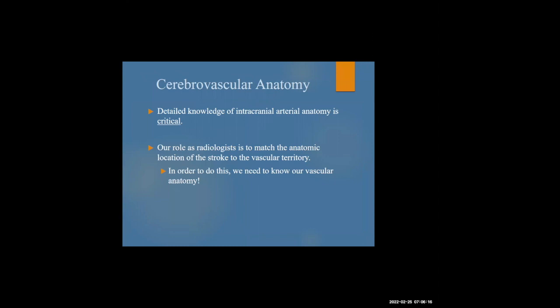All right, so that short introduction being said, on to cerebrovascular anatomy. We need a detailed knowledge of intracranial arterial anatomy. It's really critical. Our role as radiologists, once we confirm that an ischemic stroke has occurred on imaging, is to do our best to try to match the anatomic location of the stroke to the vascular territory. And of course, in order to do this, we need to know our vascular anatomy.